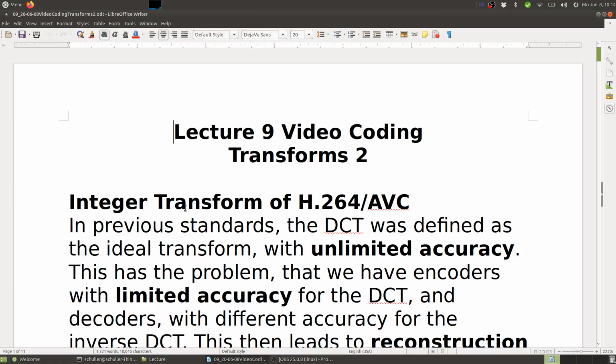Hi everybody, welcome to the next lecture on video coding, this time more on transforms.